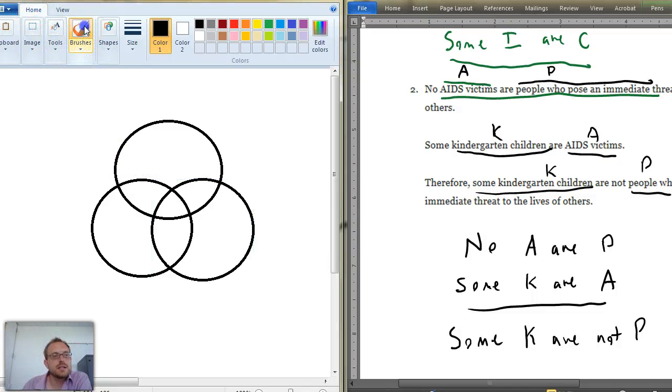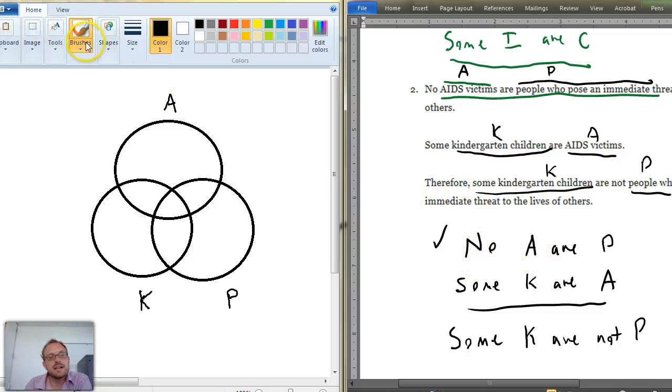Okay, then we're gonna label. Remember, it's gonna be a K, P, and A for AIDS victims. Okay? There we go. So now I've set it up correctly, so now let's go through it. Now remember, start with the universal premises. This is universal, so I'm going to start here with no A or P.